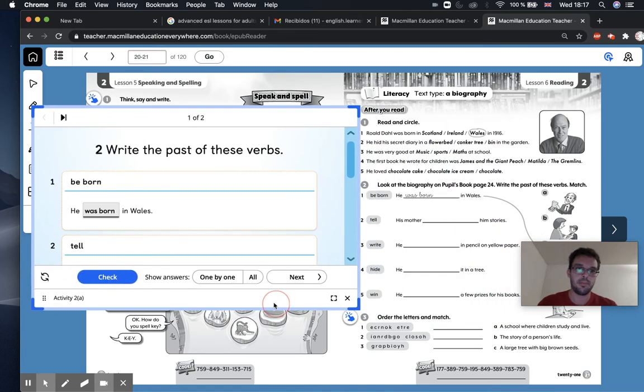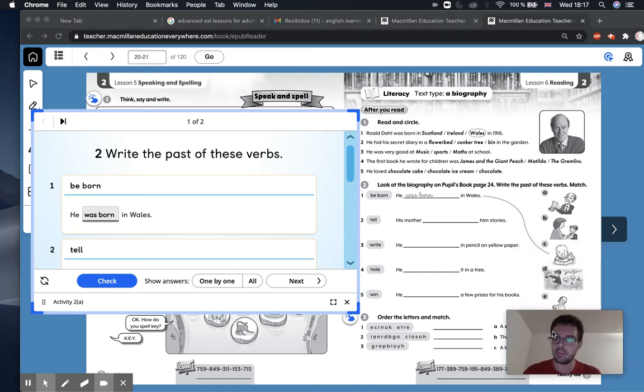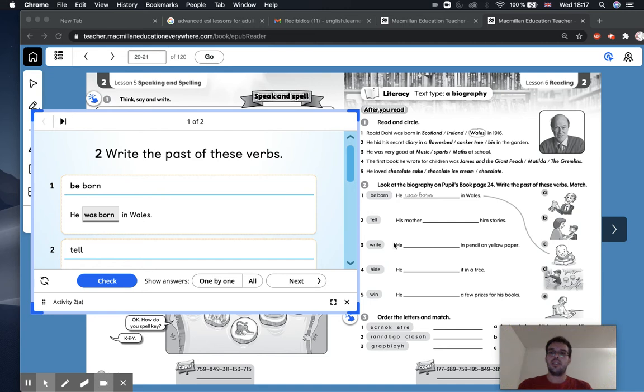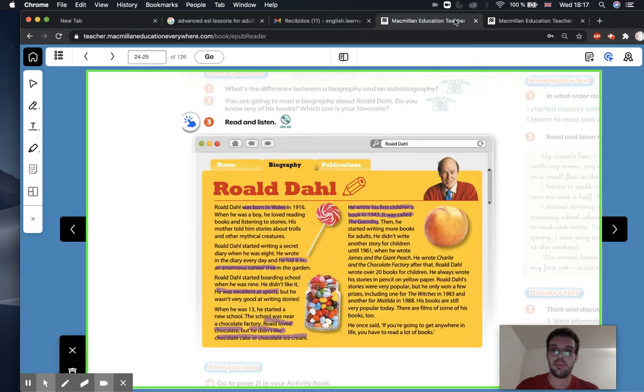So the first phrase here is be born. Be born. First phrase is be born. So we have to write the phrase in past. He was born in Wales. Again, if we look at the text, he was born in Wales.